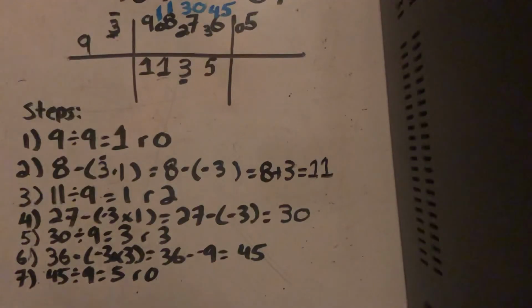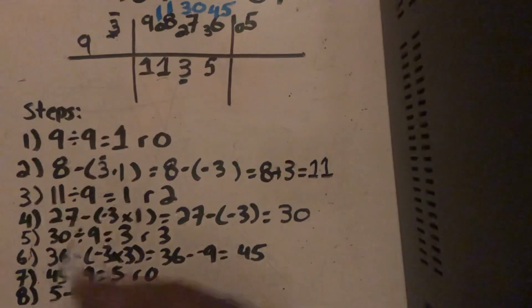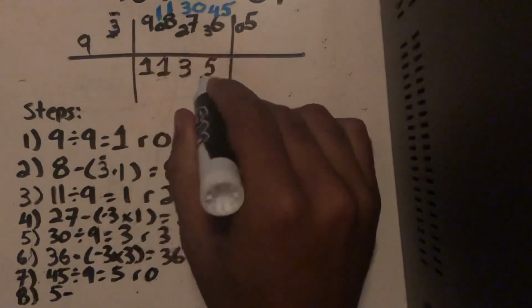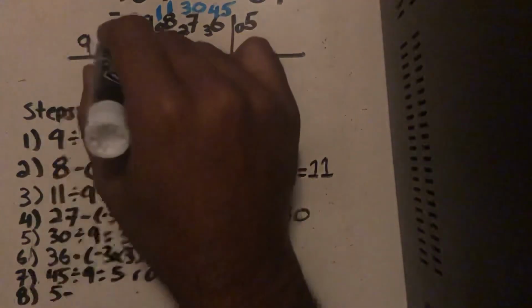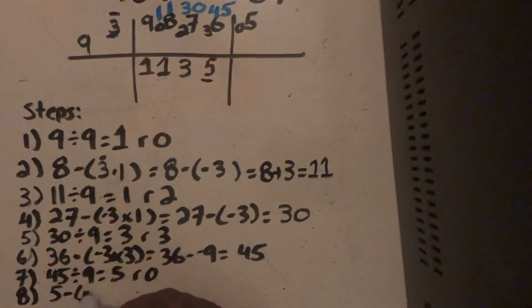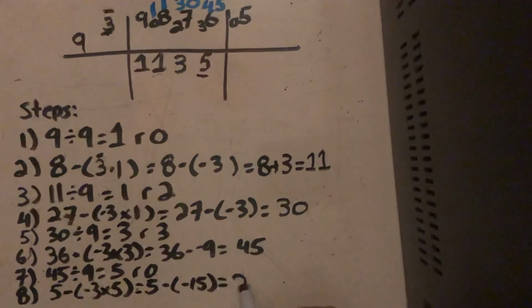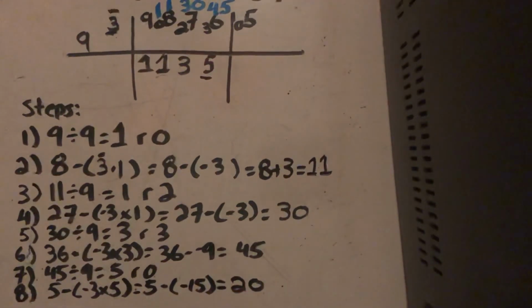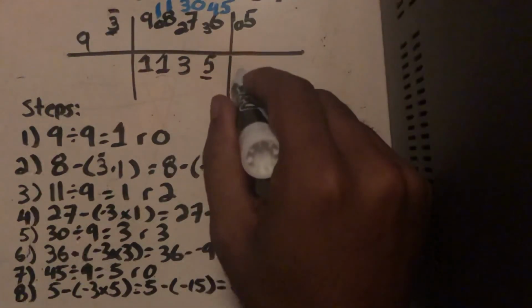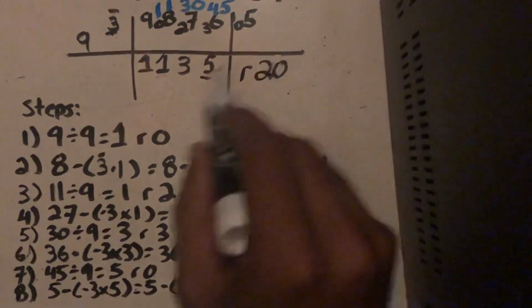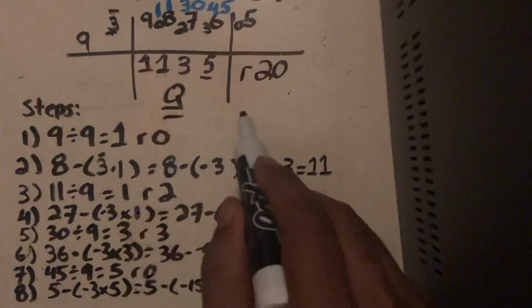So step 8, I'm going to say 5, 0, 5, minus, my most recent quotient figure is 5 now. So minus negative 3 times 5. And I get 5 minus negative 15. So I end up adding them and I get 20. Okay, so my remainder is 20. This is my quotient. This is my remainder.